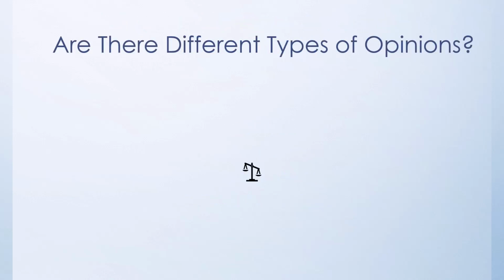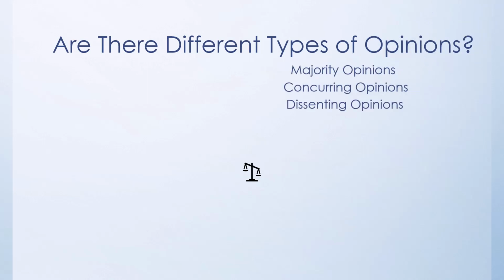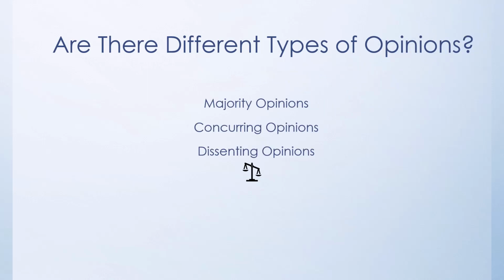Are there different types of opinions? Well, of course there are. It wouldn't be the law if we didn't find a way to make it complicated. Now, there's three main types of opinions we're going to talk about: majority opinions, concurring opinions, and dissenting opinions. And there's also two special situations I want to go over to make sure you know what they are and can spot them when you see them. And they are per curiam opinions and plurality opinions.